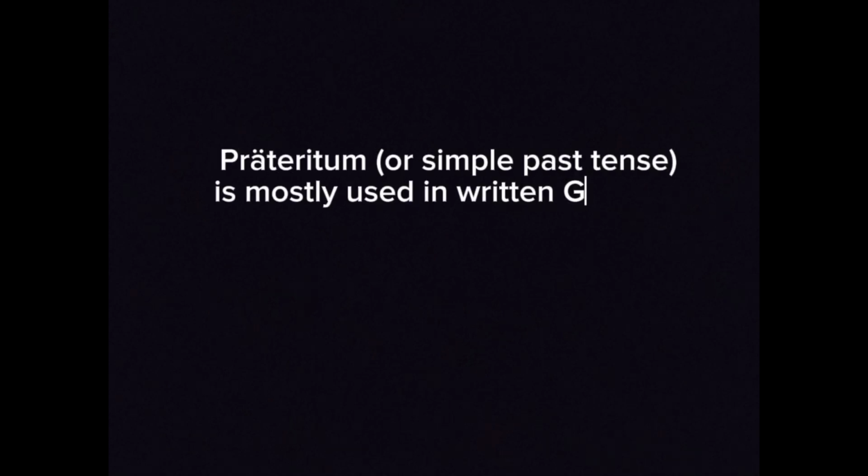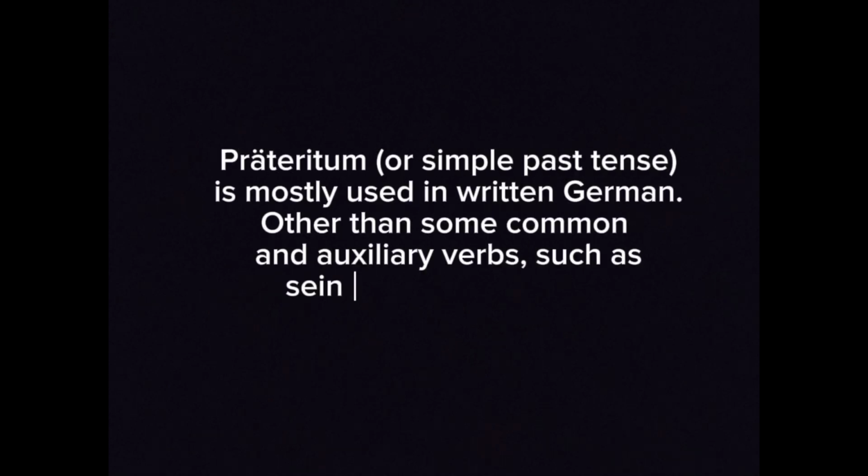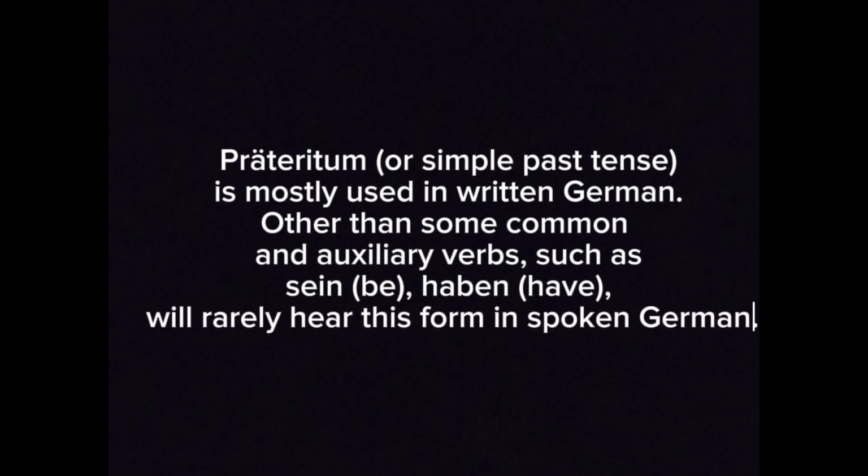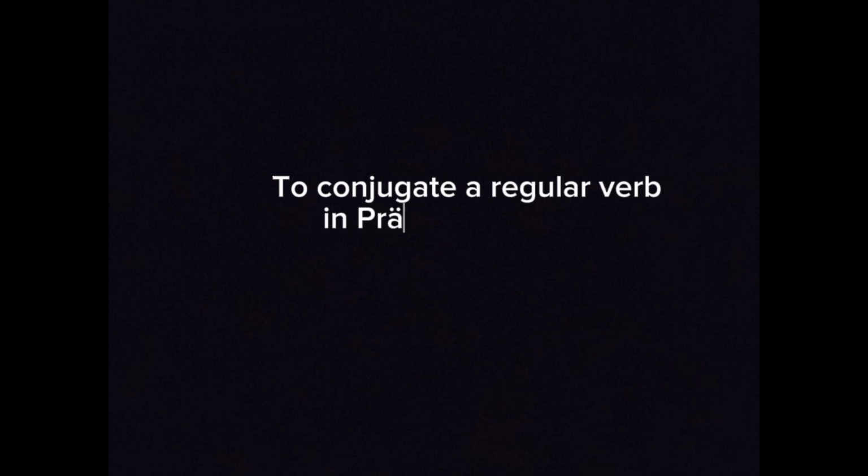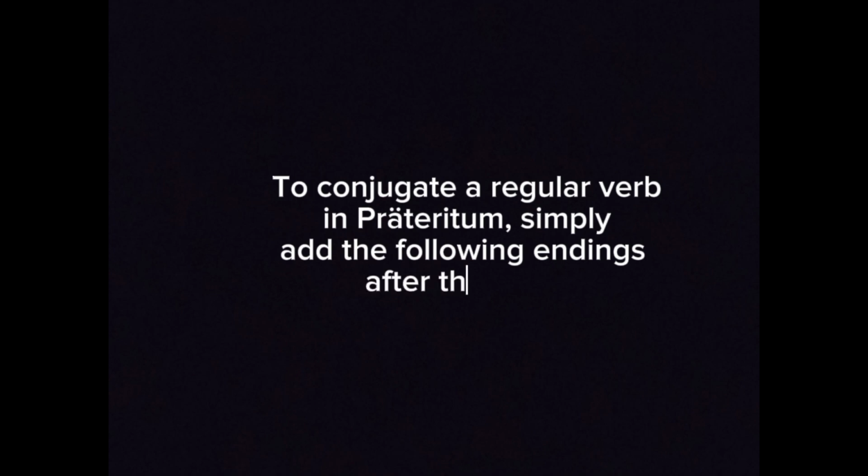Now let's talk about past simple tense. Past simple tense is mostly used in written German. Other than some common and auxiliary verbs such as sein or haben, you will rarely hear this form in spoken German. To conjugate a regular verb in past tense, simply add the following endings after the stem.